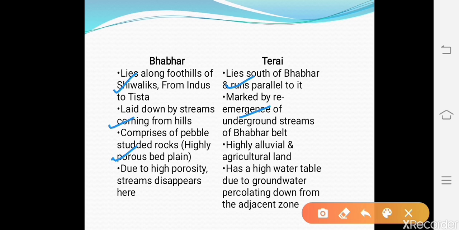Now, because pebbles have already been deposited, it is the alluvial soils which are there in the Terai area. The stream disappears in the Bhabar area, and here the water table becomes high due to groundwater percolation, so it is an ill-drained area, and it becomes a muddy or marshy area.